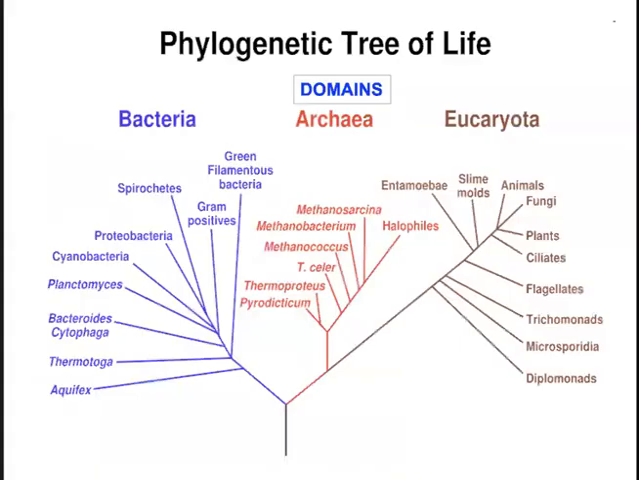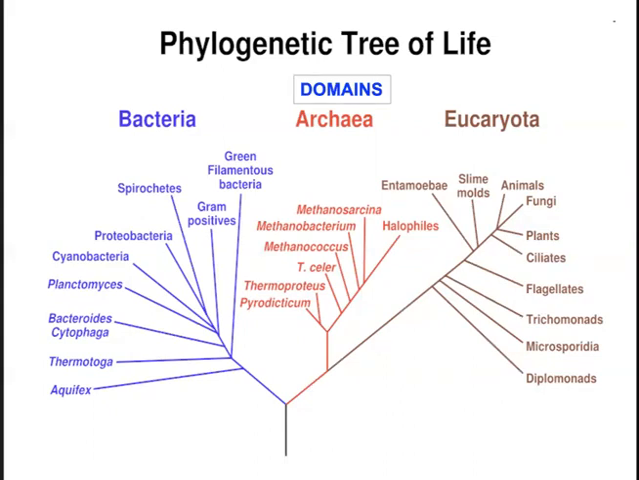Of course, for phylogenetic classification, we base solely on this phylogenetic tree. Note that we have three domains of living organisms. Domains are the large groups into which we classify or categorize organisms. We have the domain bacteria, which includes, of course, everything that we will be discussing in this course. And then we have domain archaea.